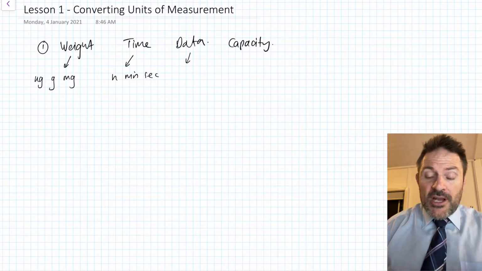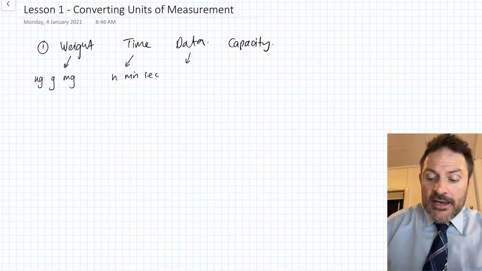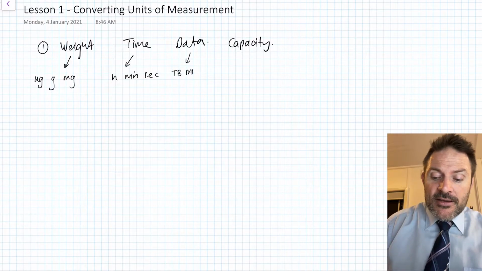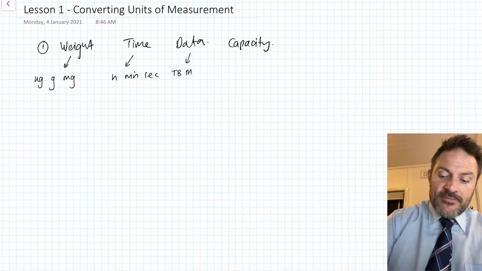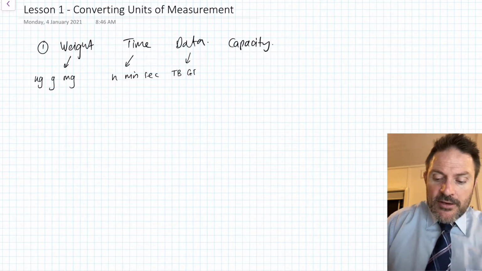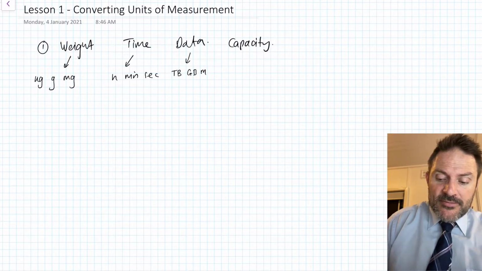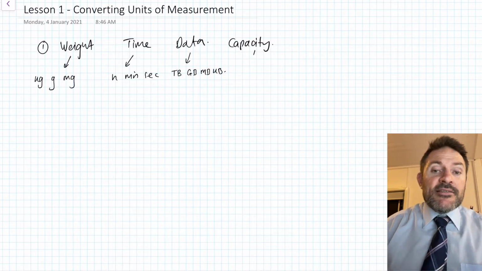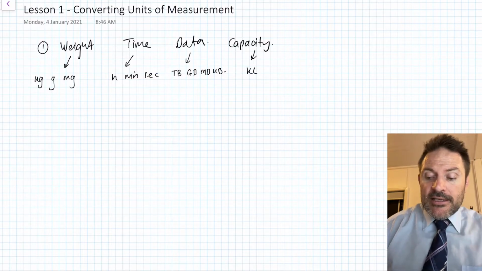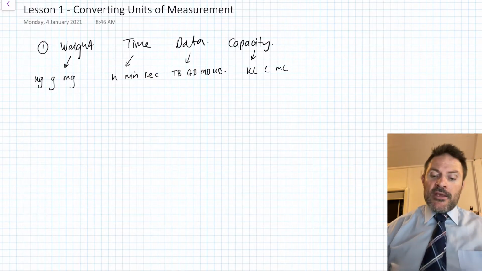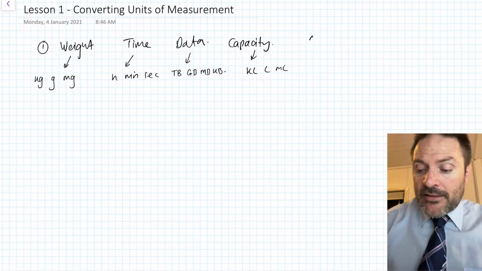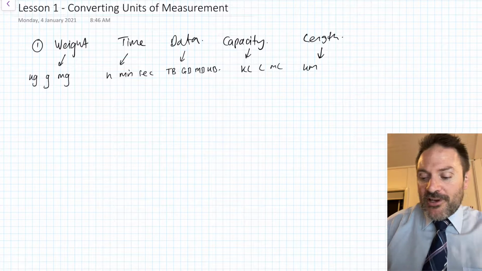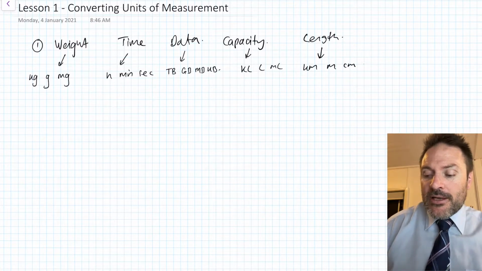Data, a little bit more challenging. Think about things like terabytes, gigabytes, megabytes, kilobytes, etc. Okay. Capacity is things like kiloliters, liters, milliliters, etc. You might have a length, of course. That's probably one of the most important ones that we do, like kilometers, meters, centimeters, and millimeters.